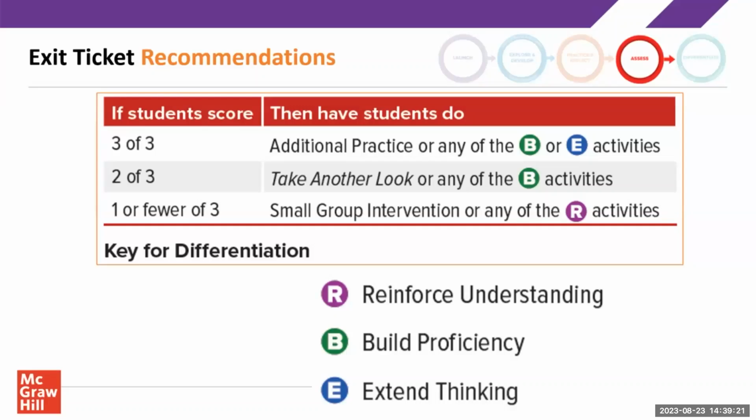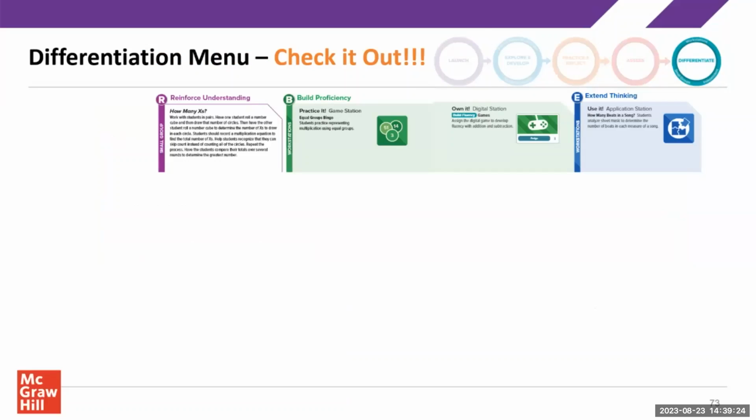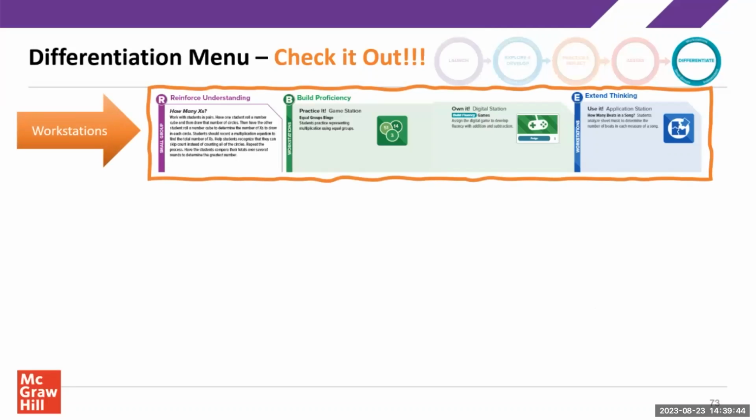Now, the last page of every Teacher's Edition lesson is where you find your differentiation menu. So this is where I tell teachers, this is where McGraw Hill did a fantastic job, that you do not have to be the hunter and gatherer, because just check this out. You've got ways to reinforce understanding, build proficiency, and extend thinking. You've got ways to do this for workstations. So if I want to do some workstations and maybe I'm working with these students in a small group, then what do I do with my students that are just building proficiency?